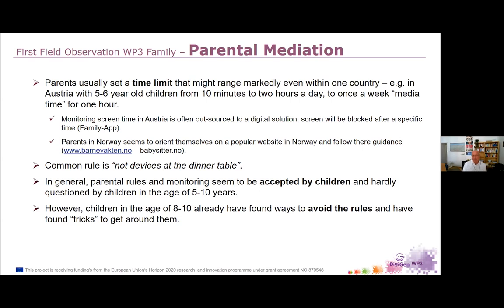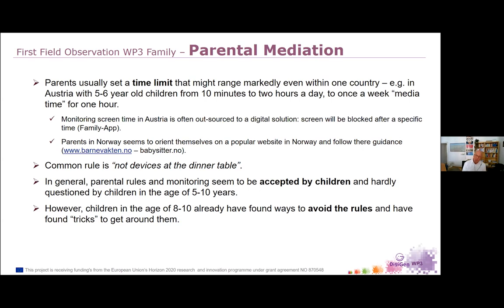In Austria, families often use a so-called family app. This is run by the parents, and you can put in how long children are allowed to be online. Then when the time is over, after 10 minutes, after 20 minutes, after an hour, the screen will be automatically blocked.